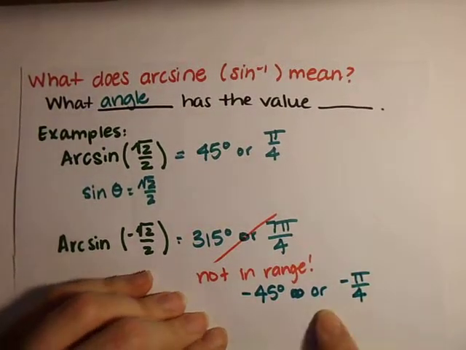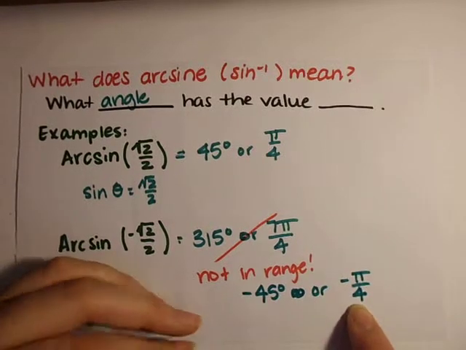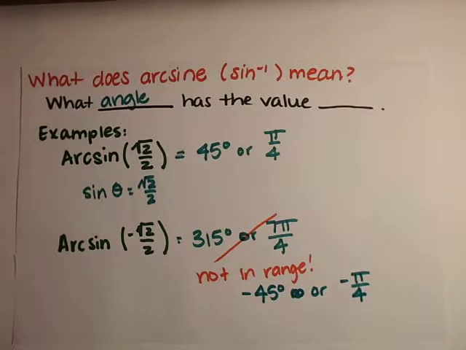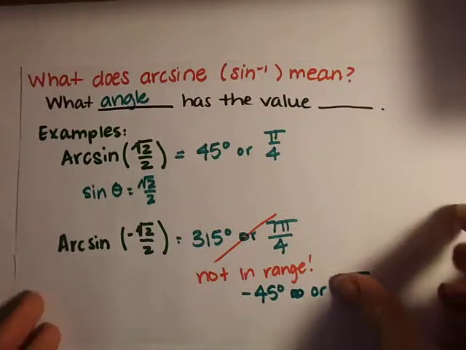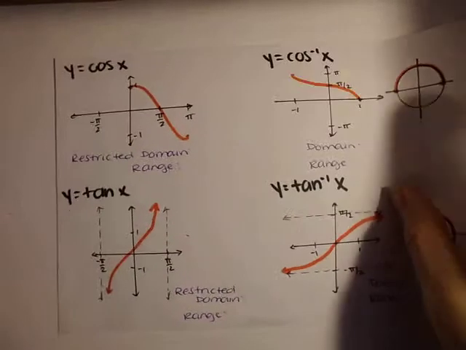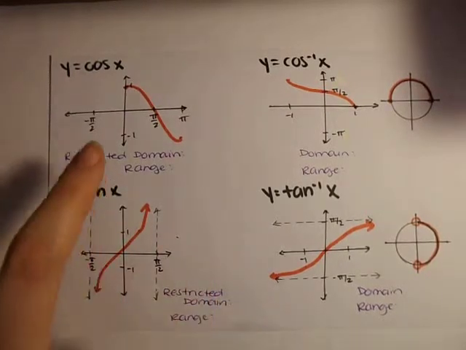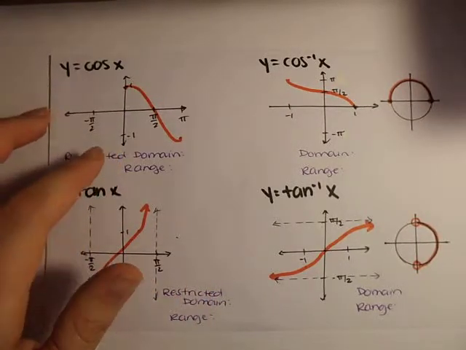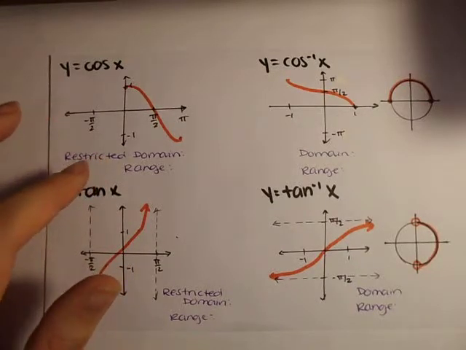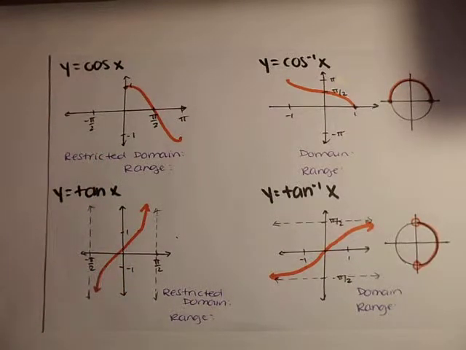And there's your answer, negative 45 degrees or negative pi over 4, and that is in fact in our range. Okay, so let's look at what inverse cosine and inverse tangent look like. Again, you're going to restrict cosine and tangent to be a full cycle, and cosine is going to be restricted a little bit differently than sine, being that the graph looks a little different.